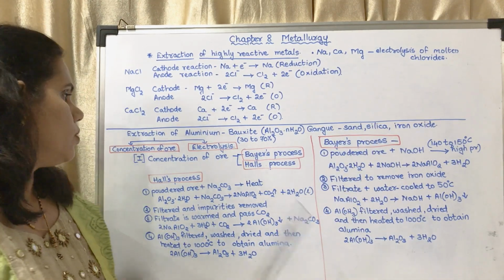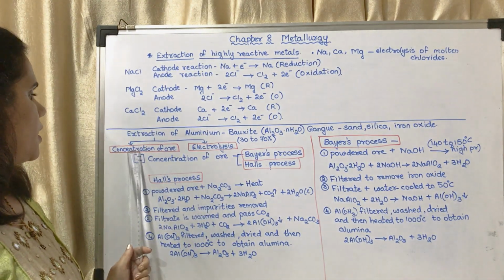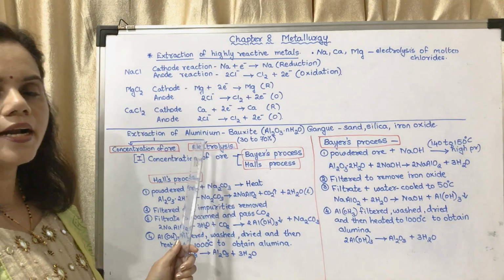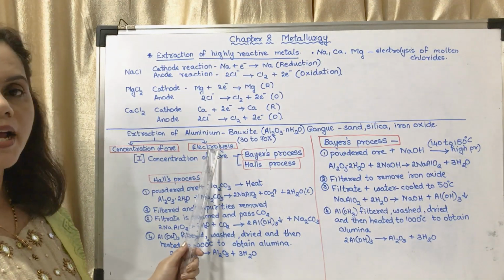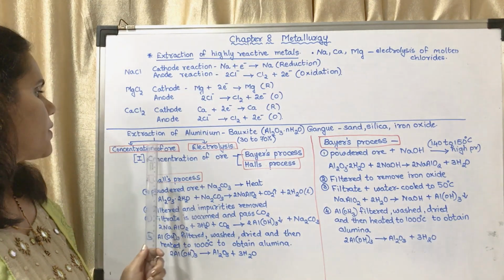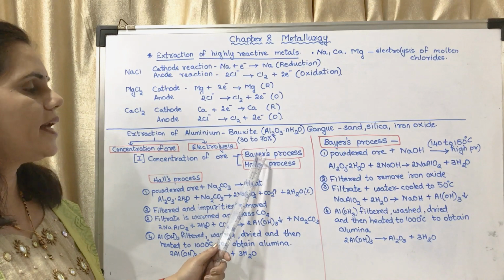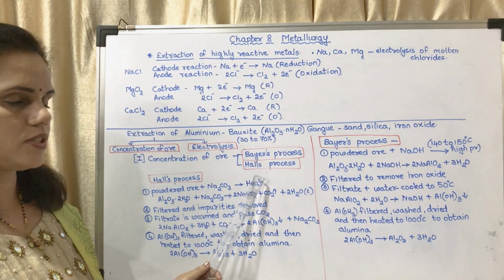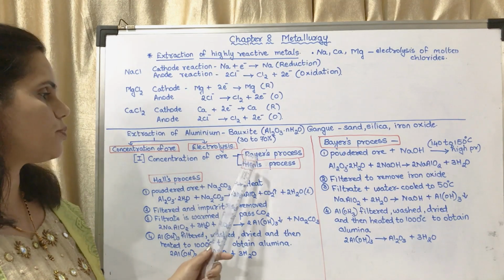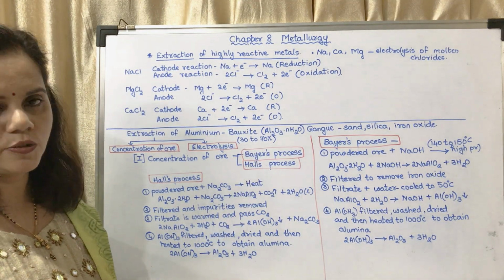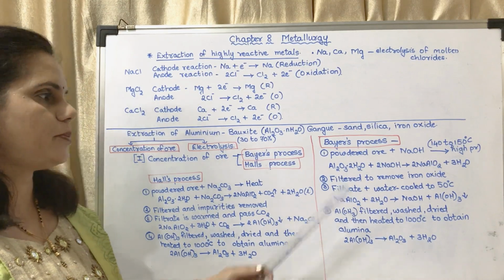Now, extraction of aluminium takes place in 2 steps: concentration of ore and electrolysis. Concentration of ore is done by 2 processes, Bayer's process or Hall's process. That means for concentration of ore, either Bayer's process is done or Hall's process is done. Now, we will see what is Bayer's process.